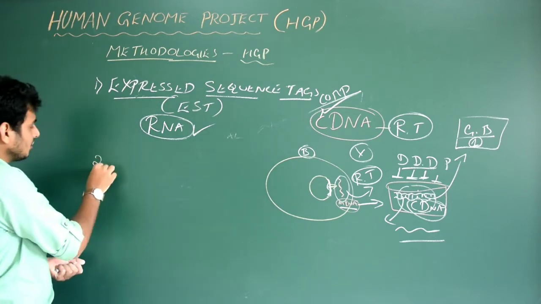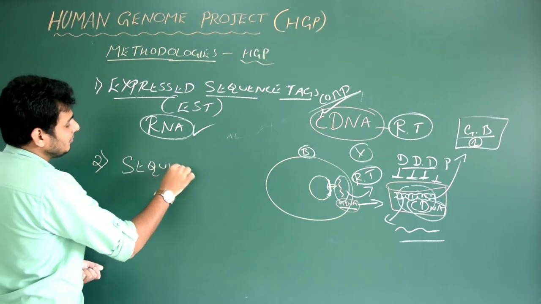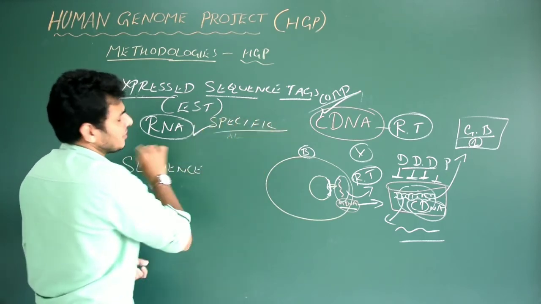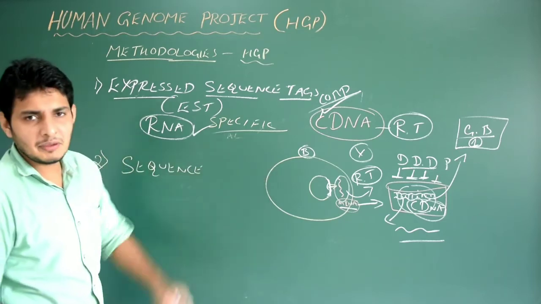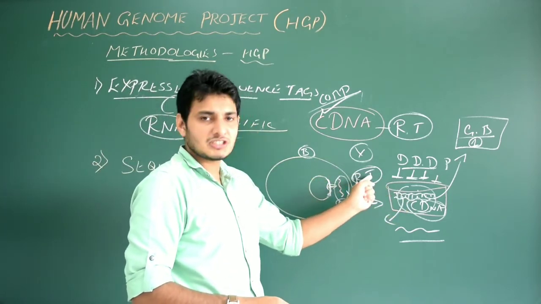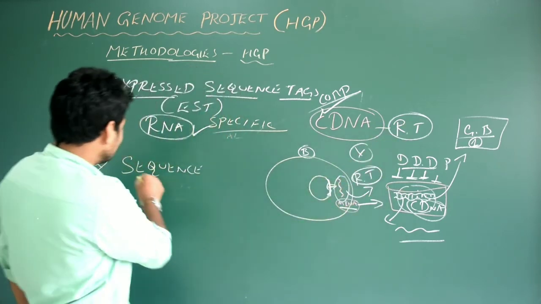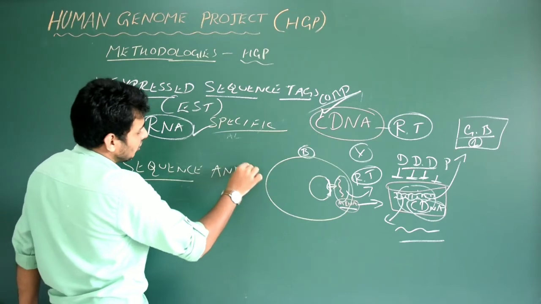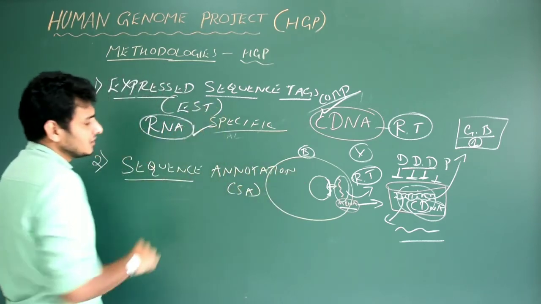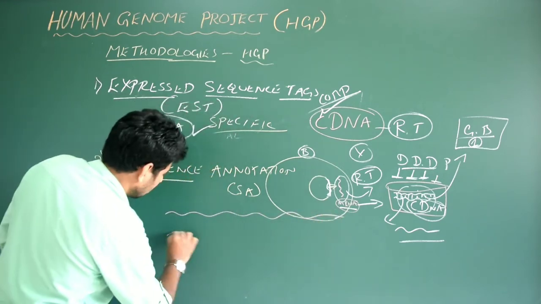Now let me just explain one more thing, that is sequence annotation. The second methodology. This is a specific approach. Very specific. You are going to get the mRNA and recreate the double stranded DNA from the reverse transcription method. So DNA is now done. That is nothing but the gene. In this case, sequence annotation. What is this sequence annotation? SA, the second method. Here, let me just draw our genome.